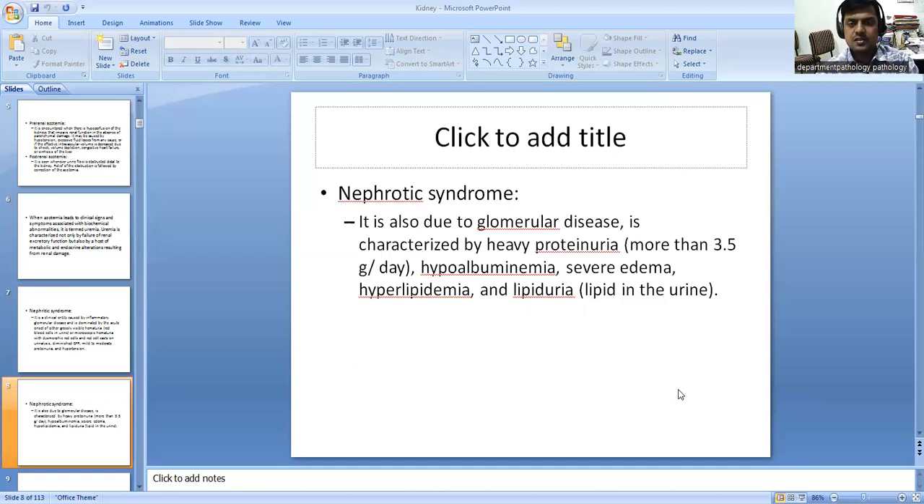The second entity is nephrotic syndrome. It is also due to glomerular disease. Nephrotic syndrome is characterized by, very important, heavy proteinuria, that is, excretion of more than 3.5 gram of protein per day. Second is hypoalbuminemia, followed by severe edema, hyperlipidemia, and lipiduria. These are the characteristic features of nephrotic syndrome.